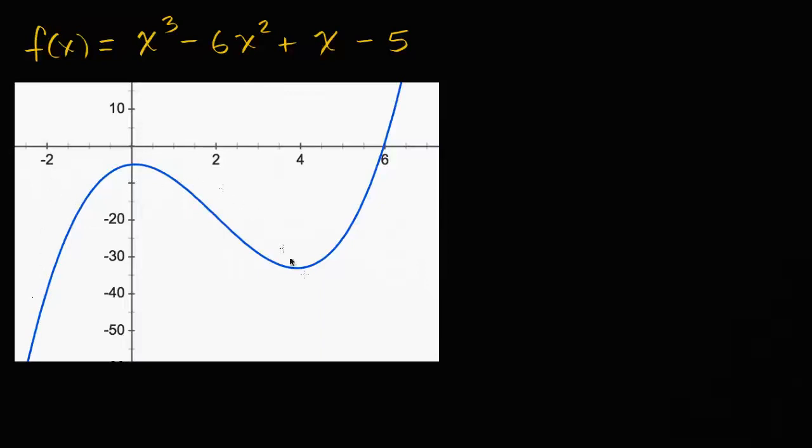What you see here in blue is the graph of y equals f of x, where f of x is equal to x to the third minus 6x squared plus x minus 5. What I want to do in this video is think about what is the equation of the tangent line when x is equal to 1.